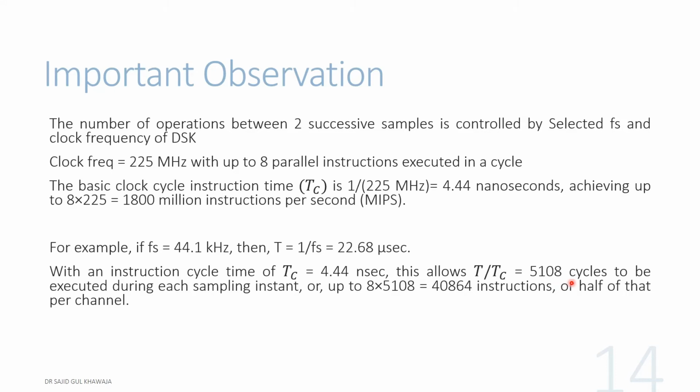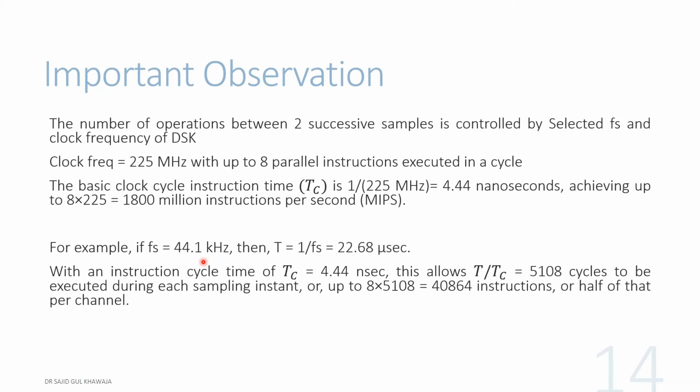As already stated earlier, in every clock cycle we have the opportunity to run 8 parallel instructions. These are the utmost possibility. It is not necessary that at all times we might be executing 8 parallel instructions, but we are going to go with the upper limit here. So if we have 5108 cycles available at our disposal, it means that 5108 into 8 number of instructions can be executed between two successive sample reads if Fs has been set to 44.1 kilohertz.